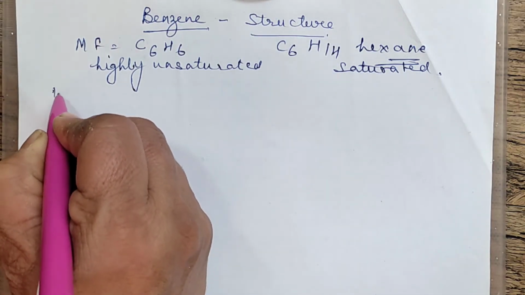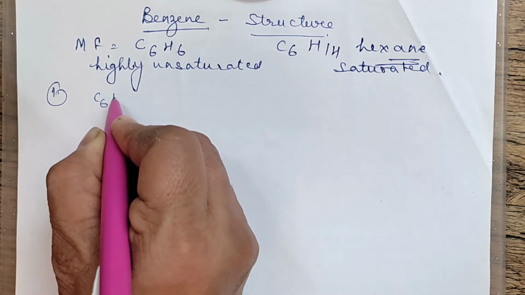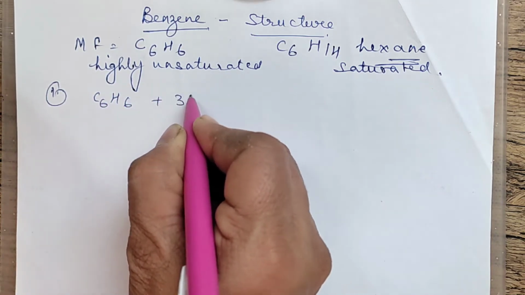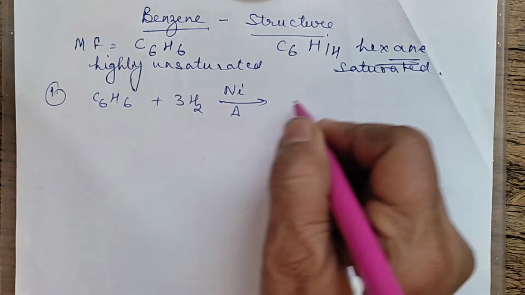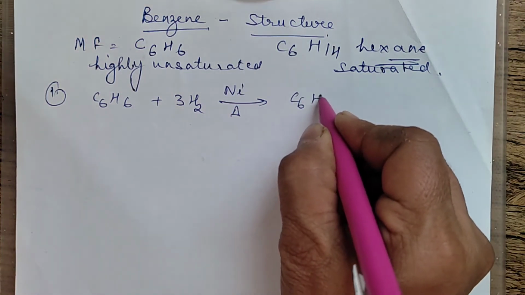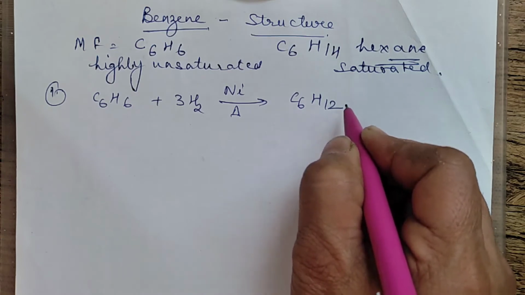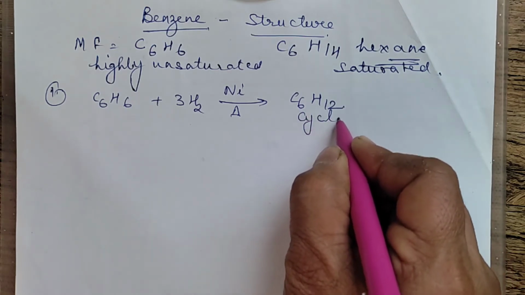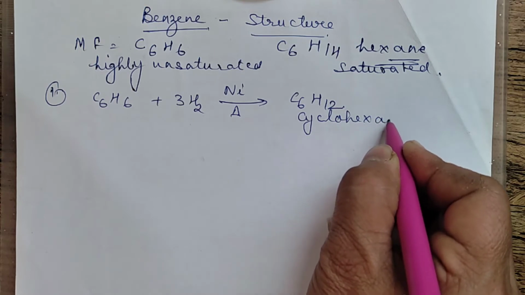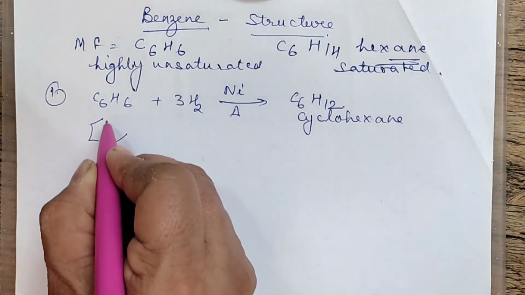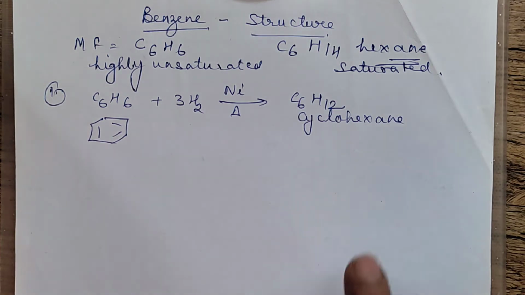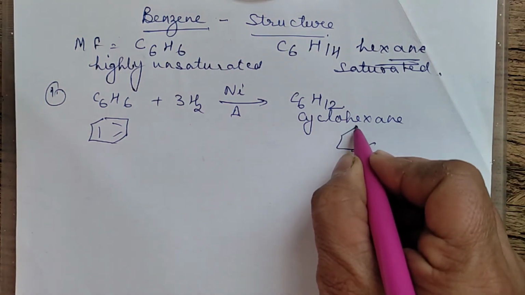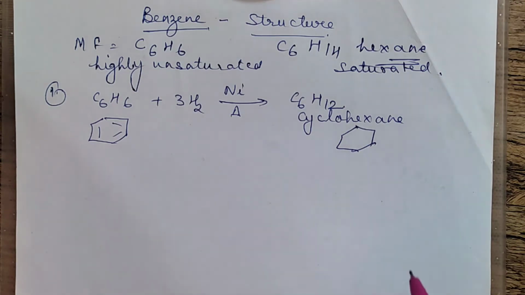Like first, if you take benzene C6H6, it can react with 3 hydrogen molecules in the presence of nickel, and on heating it results in the formation of C6H12. That means benzene forms cyclohexane. It indicates that there must be 3 double bonds where 3 H2s can add on, and it results in the formation of cyclohexane. This reaction proves it is having unsaturation.